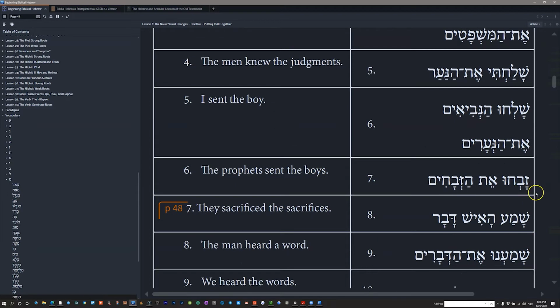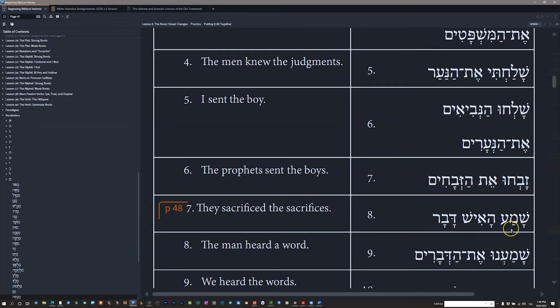Number 7, zavehu. This is zavach, 3CP, the shureq. So this is they slaughtered or they sacrificed. Then I have the et marker for my direct object. So I don't have an explicit subject here. I'm just going to use they in my translation. What does English want first? The subject, so I just bring they down. What does it want after the subject? The verb. So now I bring zavehu down, sacrificed. They sacrificed what? Et tells me. Et answers what? Ha-zevachim, the sacrifices. They sacrificed the sacrifices. Zevachim.